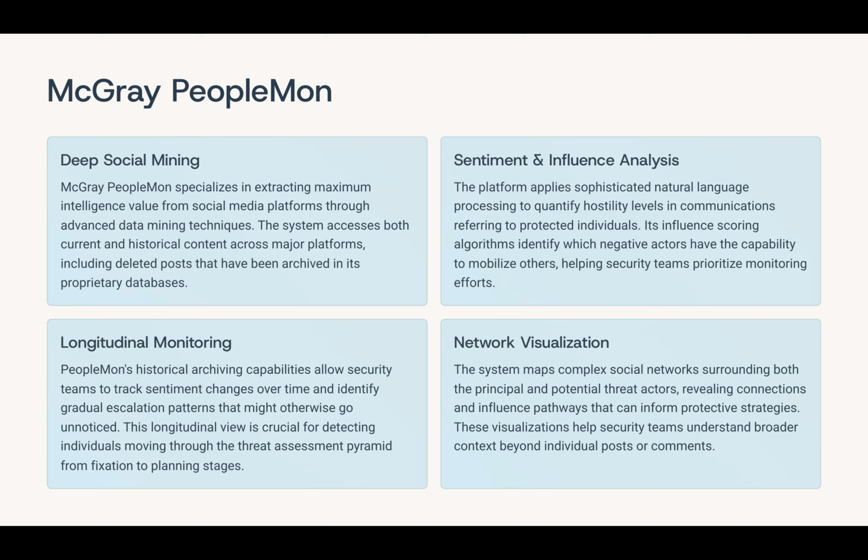This continuous historical record helps teams catch individuals who may be shifting from passive interest to actively planning. Finally, the system maps out social networks, providing visualizations of connections not just around the principal, but also among potential threat actors. This network view uncovers pathways of influence and patterns that a simple post-by-post review could easily miss, supporting much more informed protective strategies.